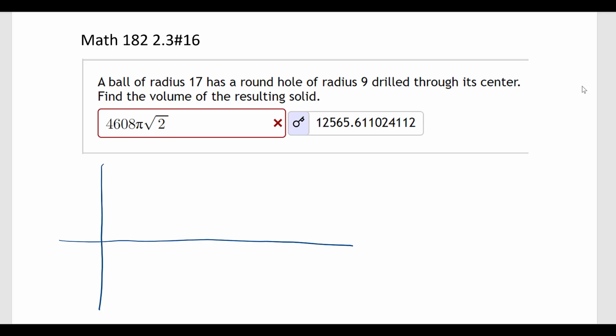This one says a ball of radius 17 has a round hole of radius 9 drilled through its center. Find the volume of the resulting solid. So here's the answer we're looking for.